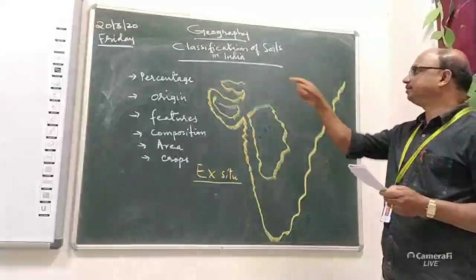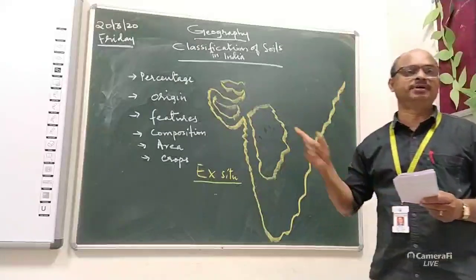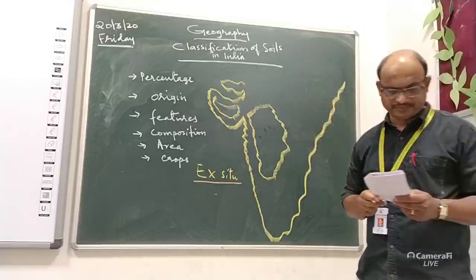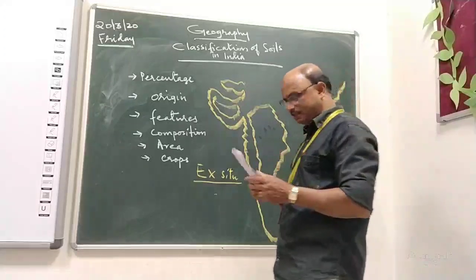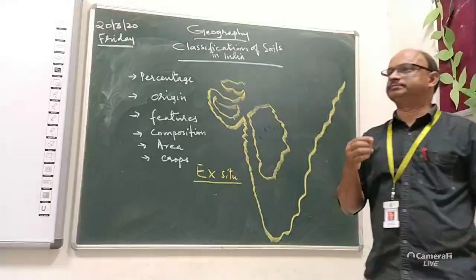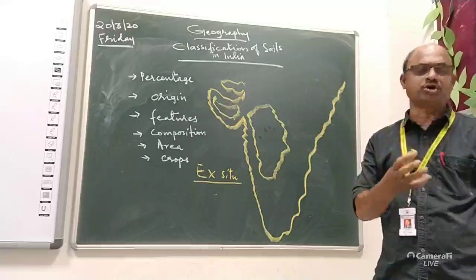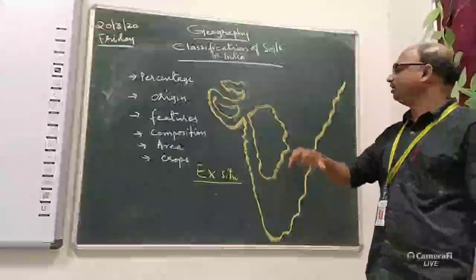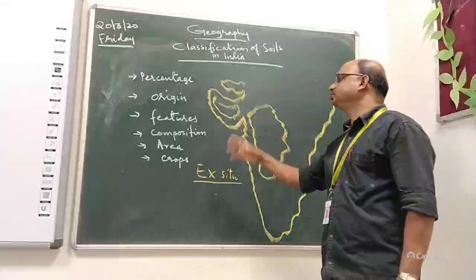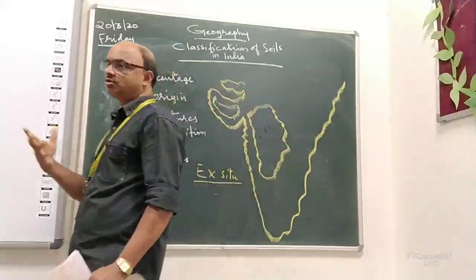Now, one by one, the percentage I mentioned. About 16% of the area is covered by black soil. Next we will discuss its origin. You know that lava soil or basalt soil, basalt rock or lava rock, is formed after this rock is formed. It is also called the regur soil or cotton soil.